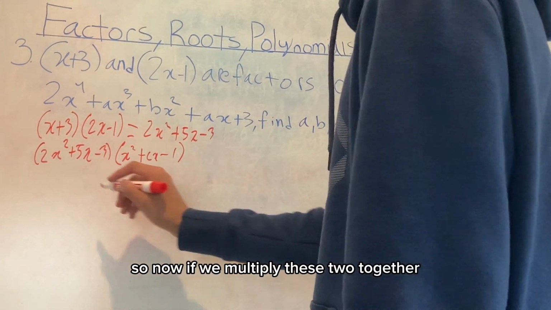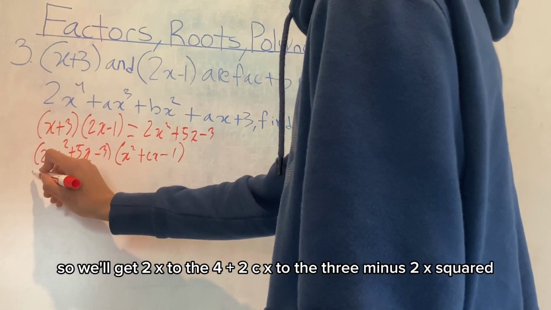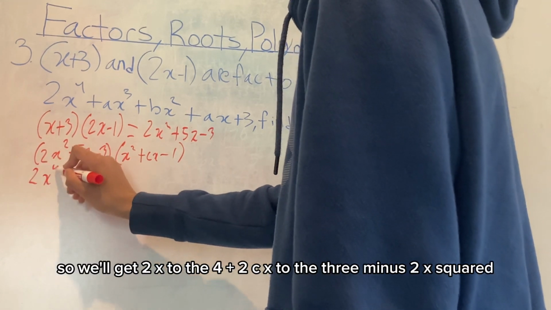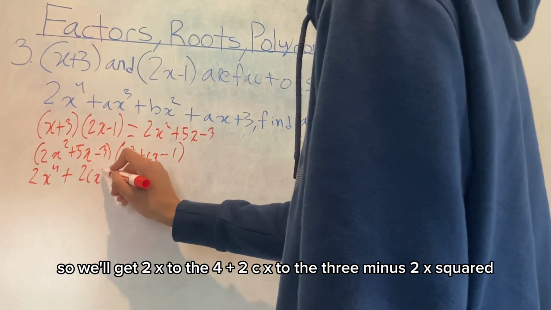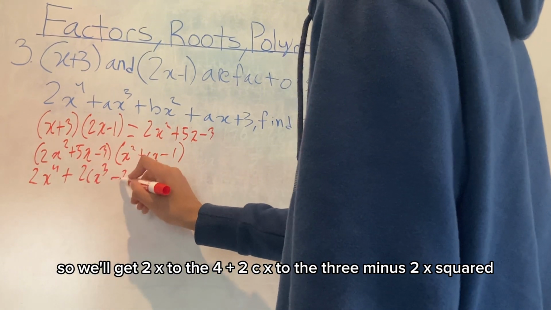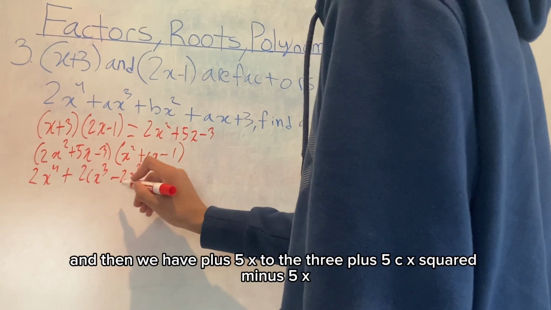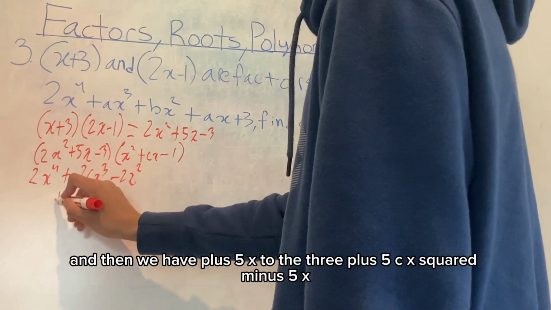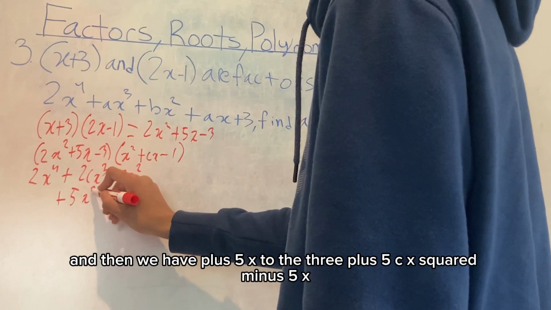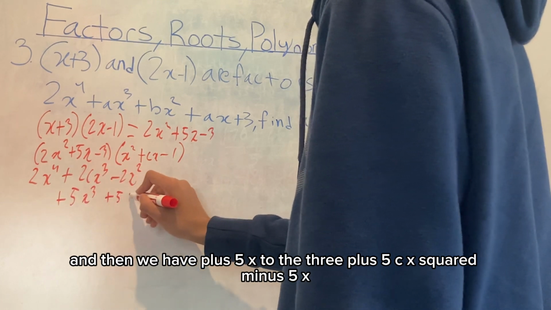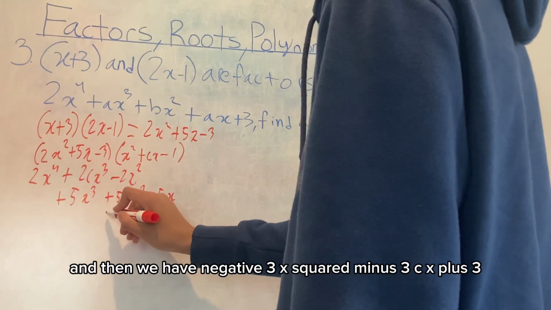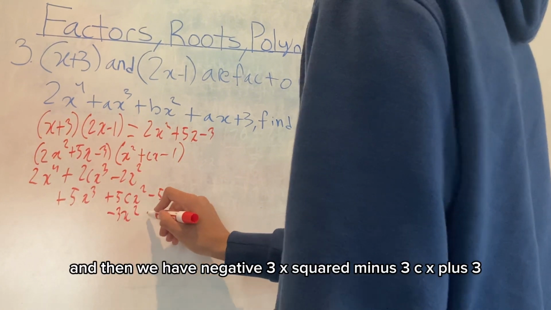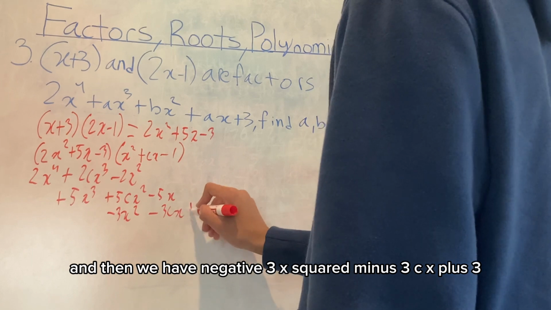So now if we multiply these two together, we'll get 2x to the 4 plus 2cx to the 3 minus 2x squared. And then we have plus 5x to the 3 plus 5cx squared minus 5x. And then we have negative 3x squared minus 3cx plus 3.